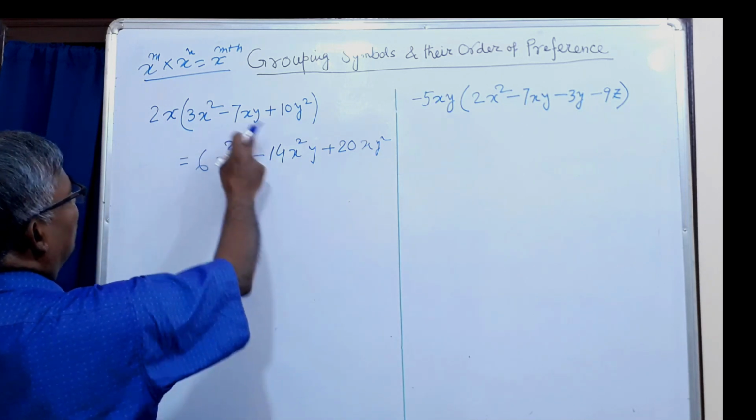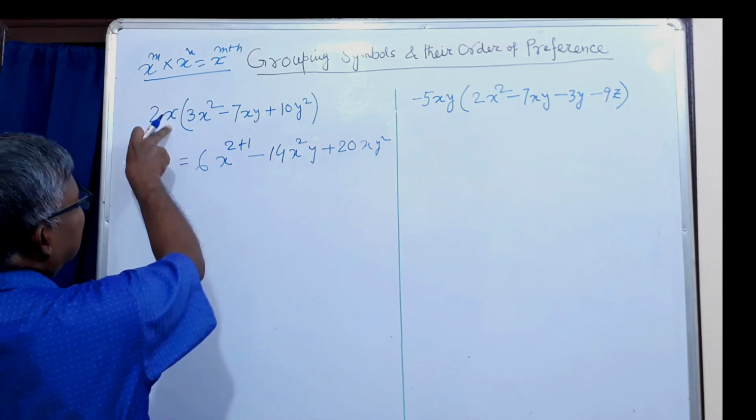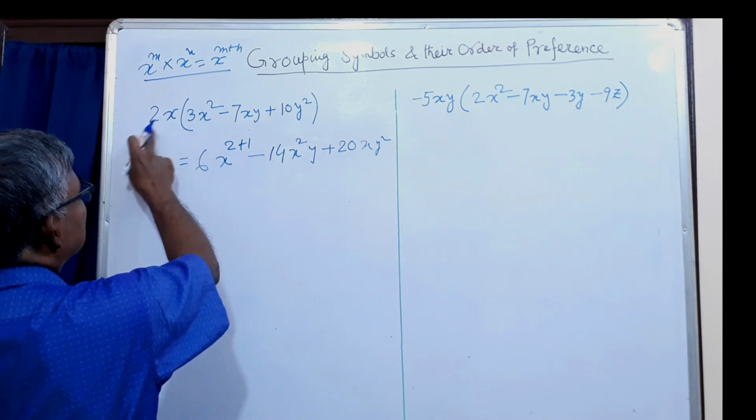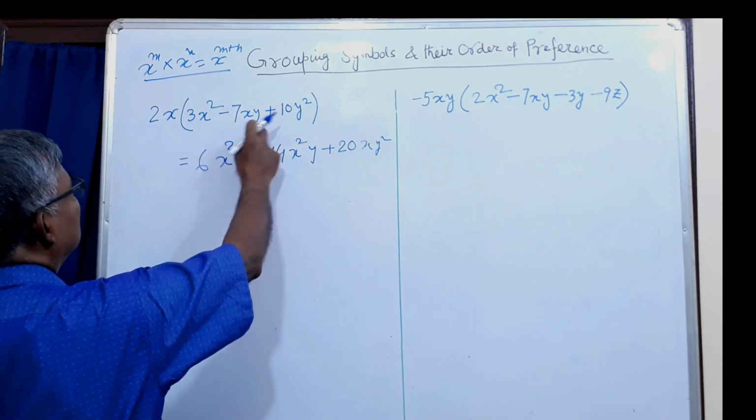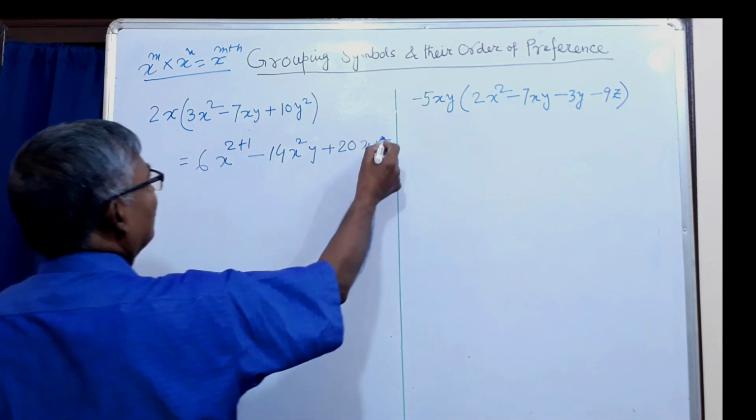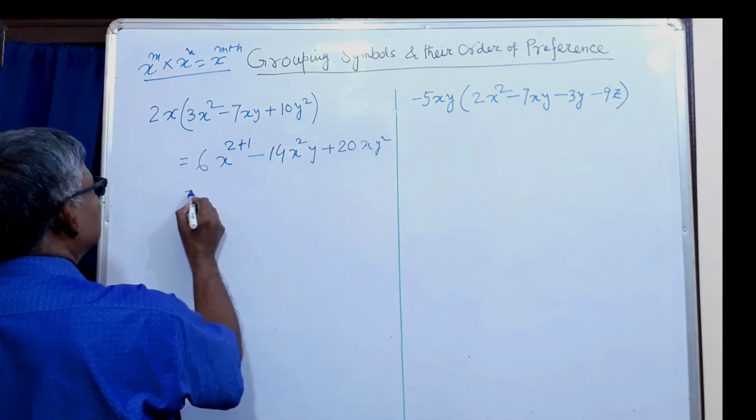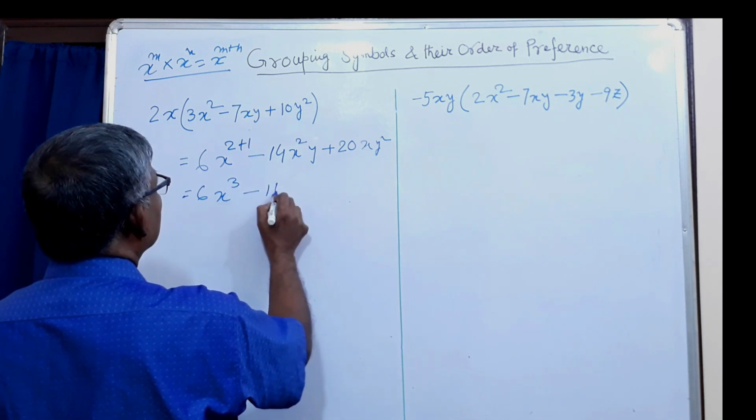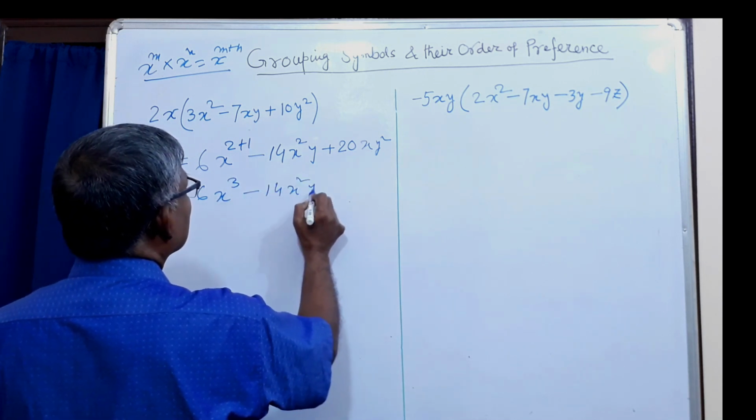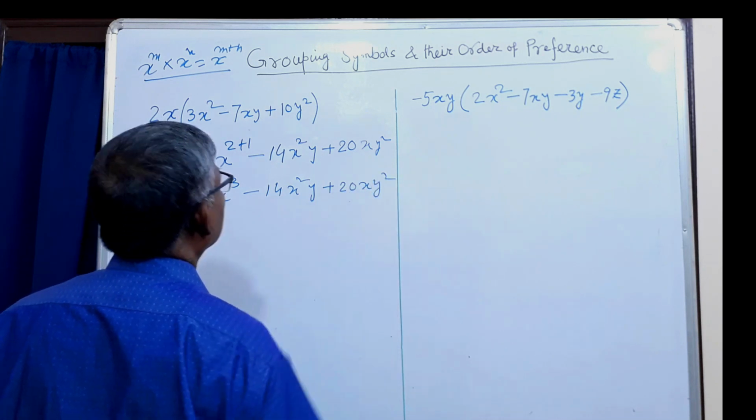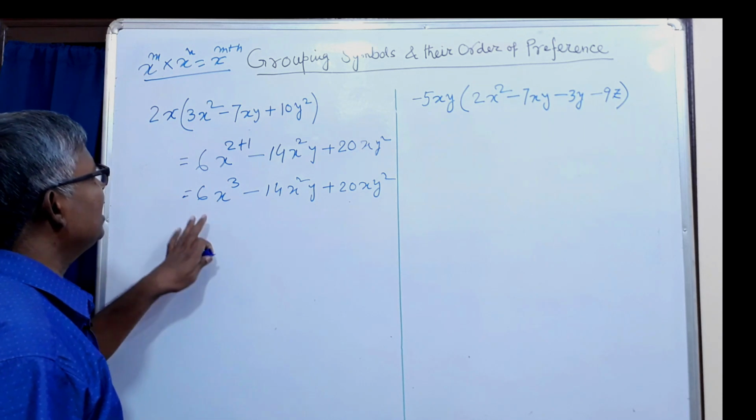Here you see why x square, because here is x outside the bracket and 2x is multiplied with minus 7xy. So x and x, that is x square. Here is 6x cube minus 14x square y plus 20 x y square. I think it is clear.